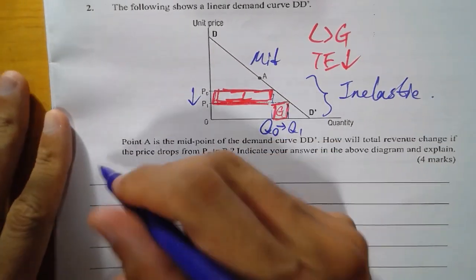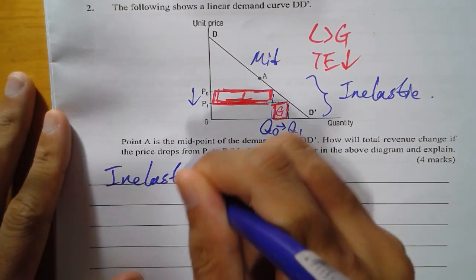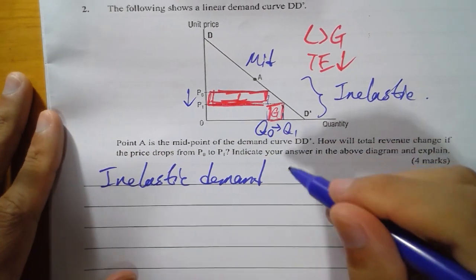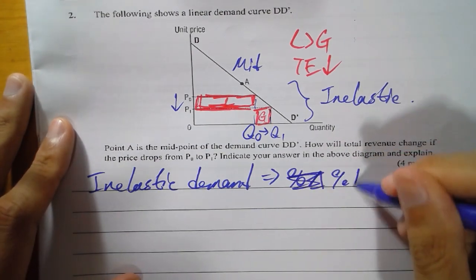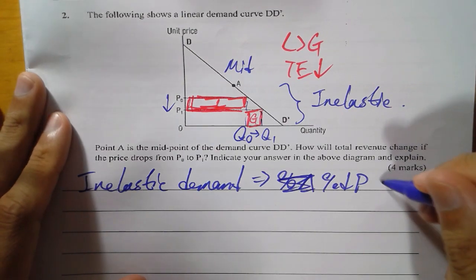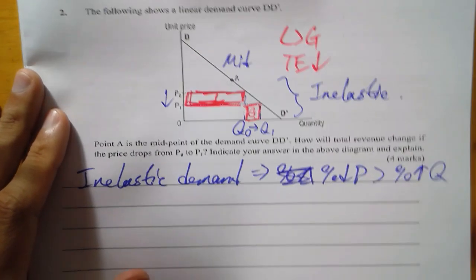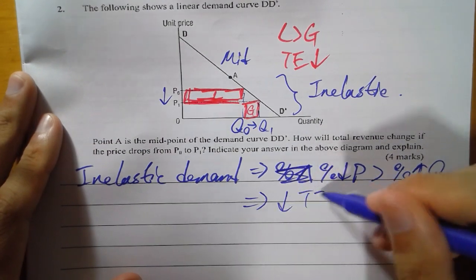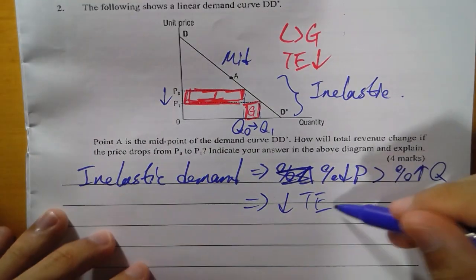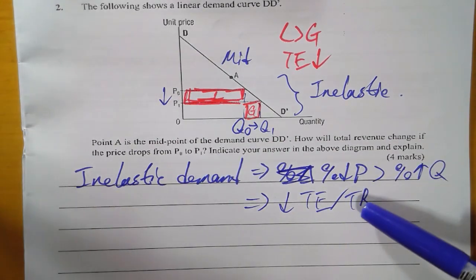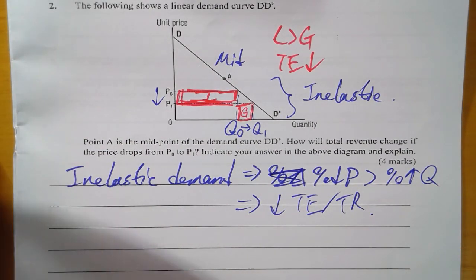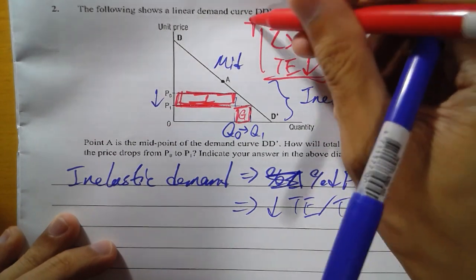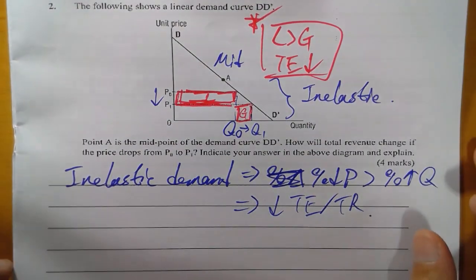Now the verbal explanation: we say that this is an inelastic demand. Therefore, the percentage decrease in price would be bigger than the percentage increase in Q, leading to lower TE or TR. This is the full way to answer this question. Not a terribly long question. But remember, the important thing is that so many of you miss out our labels. Remember, labels are important. So let us move on.